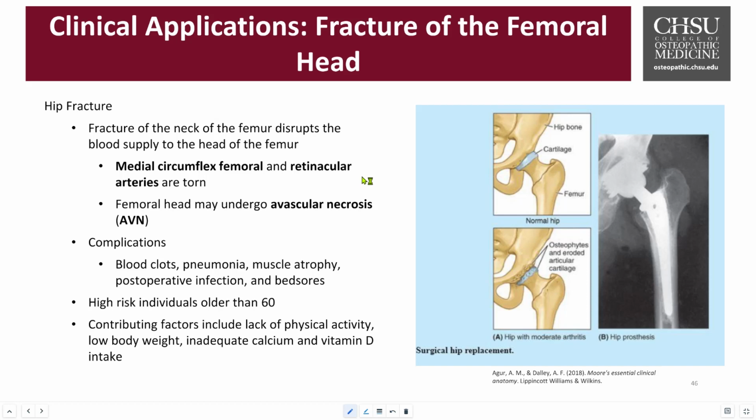Some of the complications of AVN include blood clots and even pneumonia, reduced mobility because of prolonged bed rest, and also muscular atrophy. So over here is showing you that the key vessels that get torn are oftentimes the medial circumflex femoral and retinacular arteries.